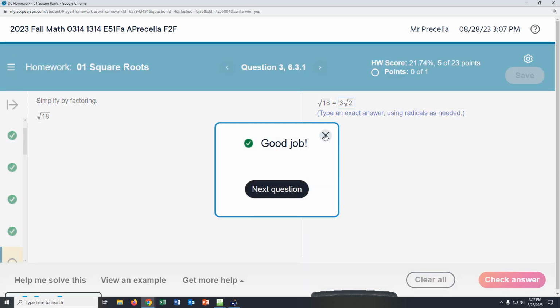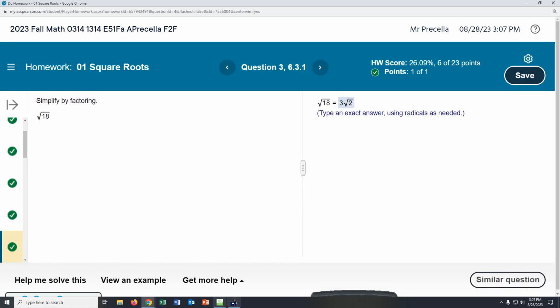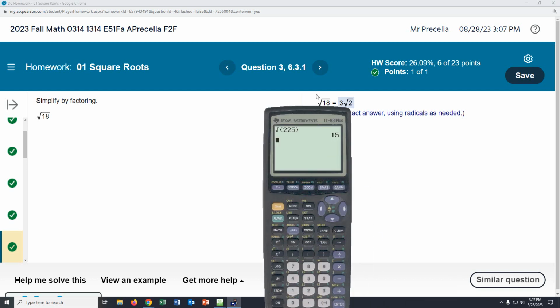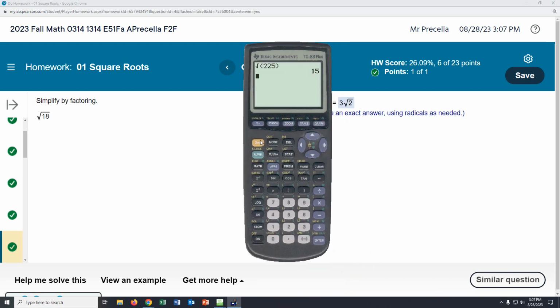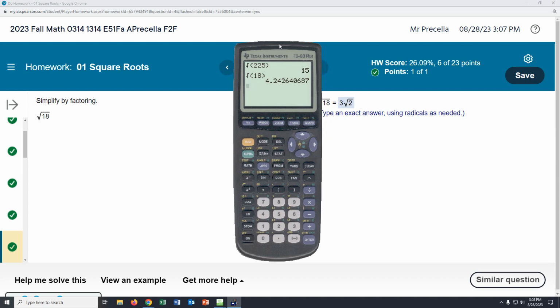Okay. Now, just pull up that TI calculator and punch in square root of 18. See, this calculator is going to write it as a decimal number. We don't want decimals. There are very few times this semester we'll use decimals.